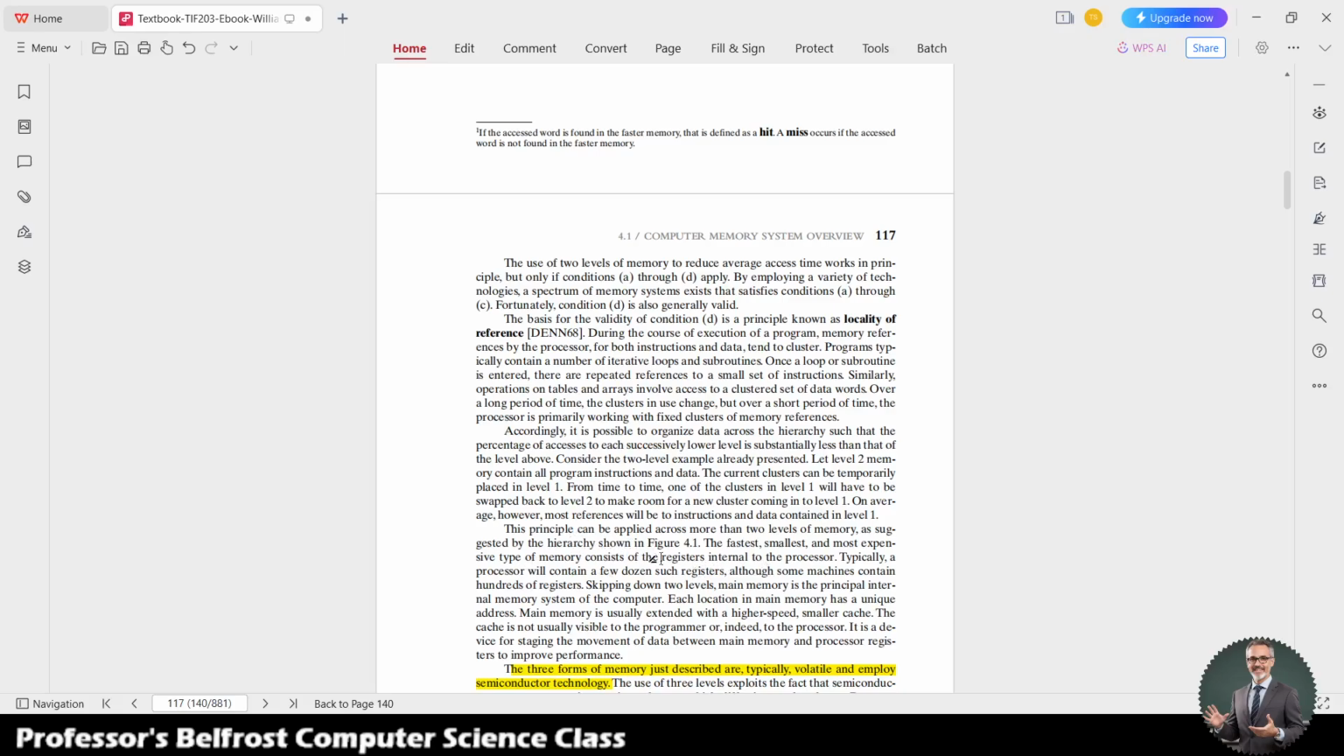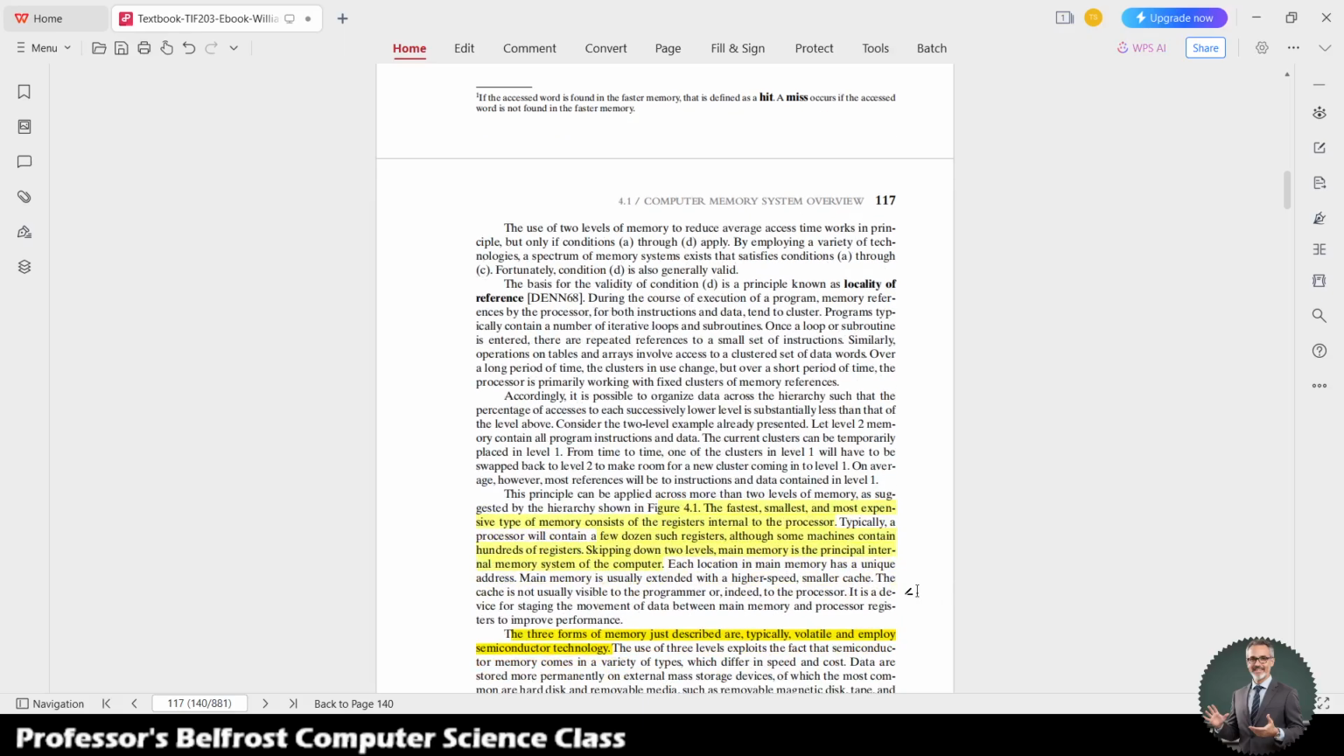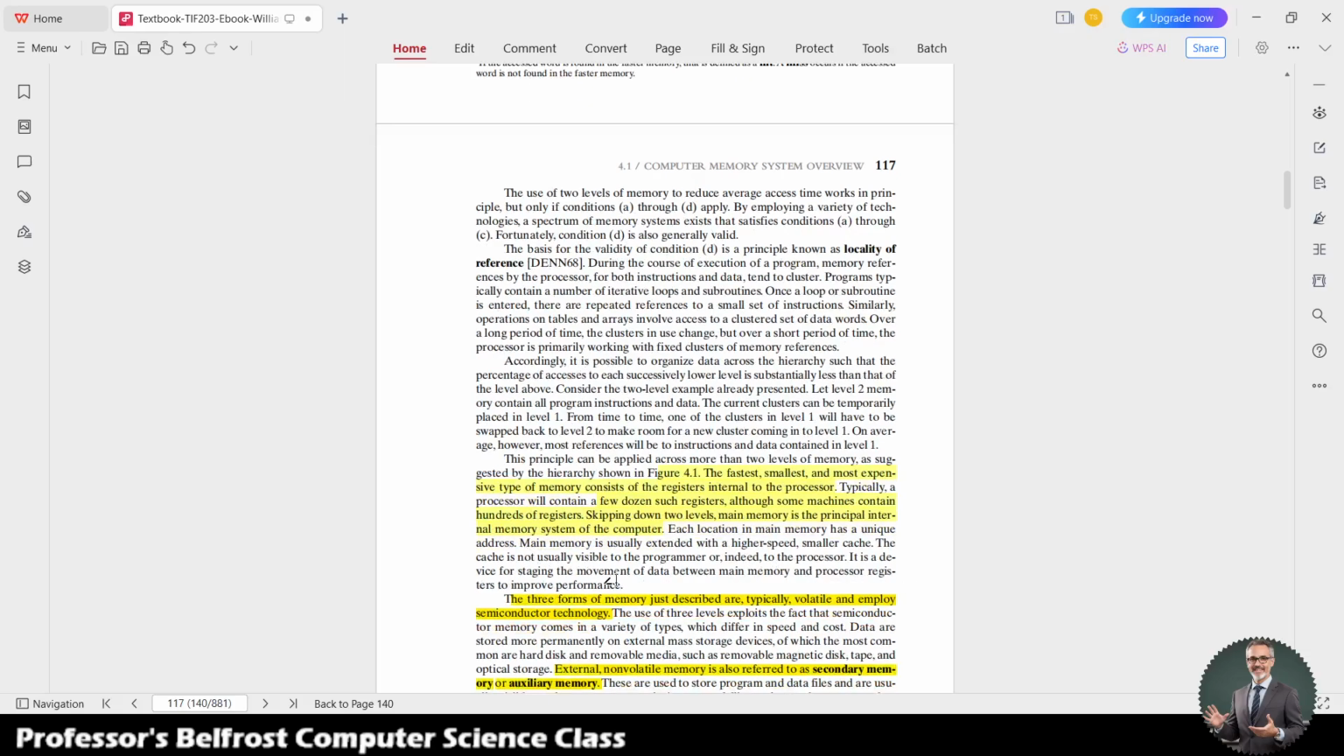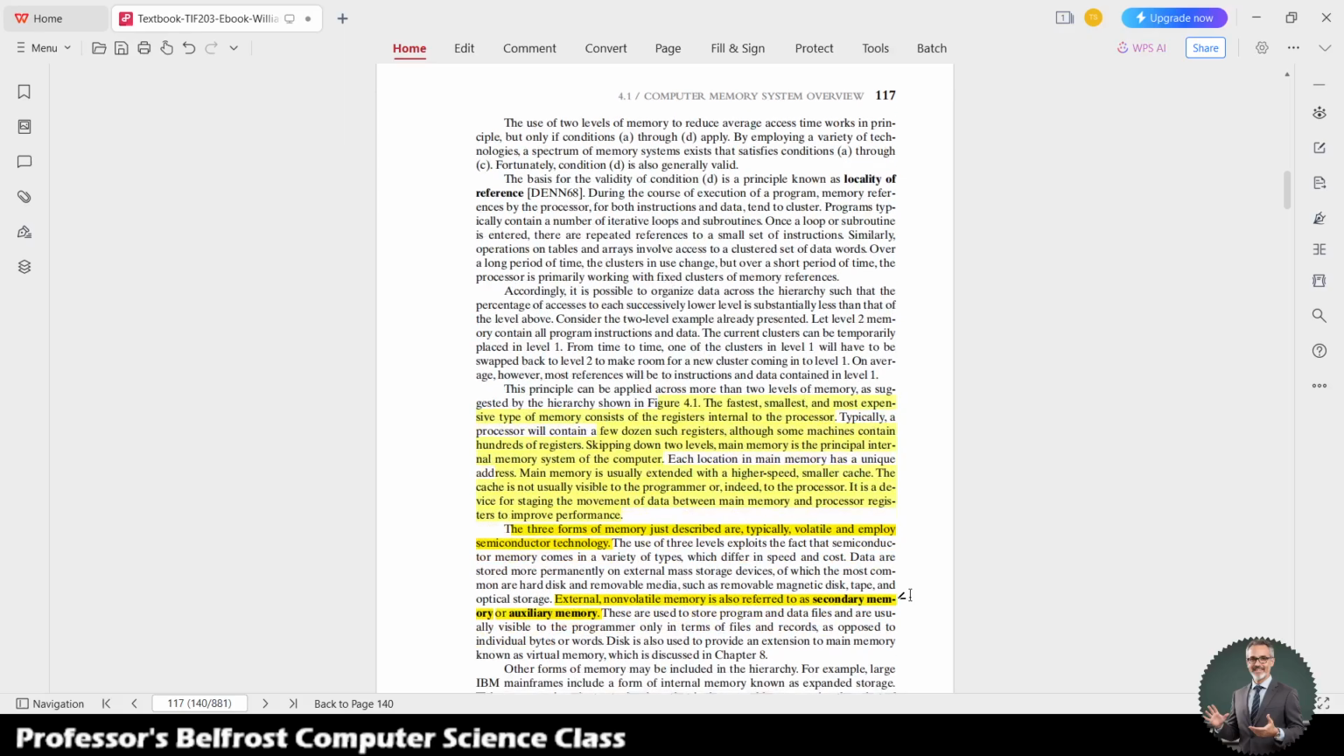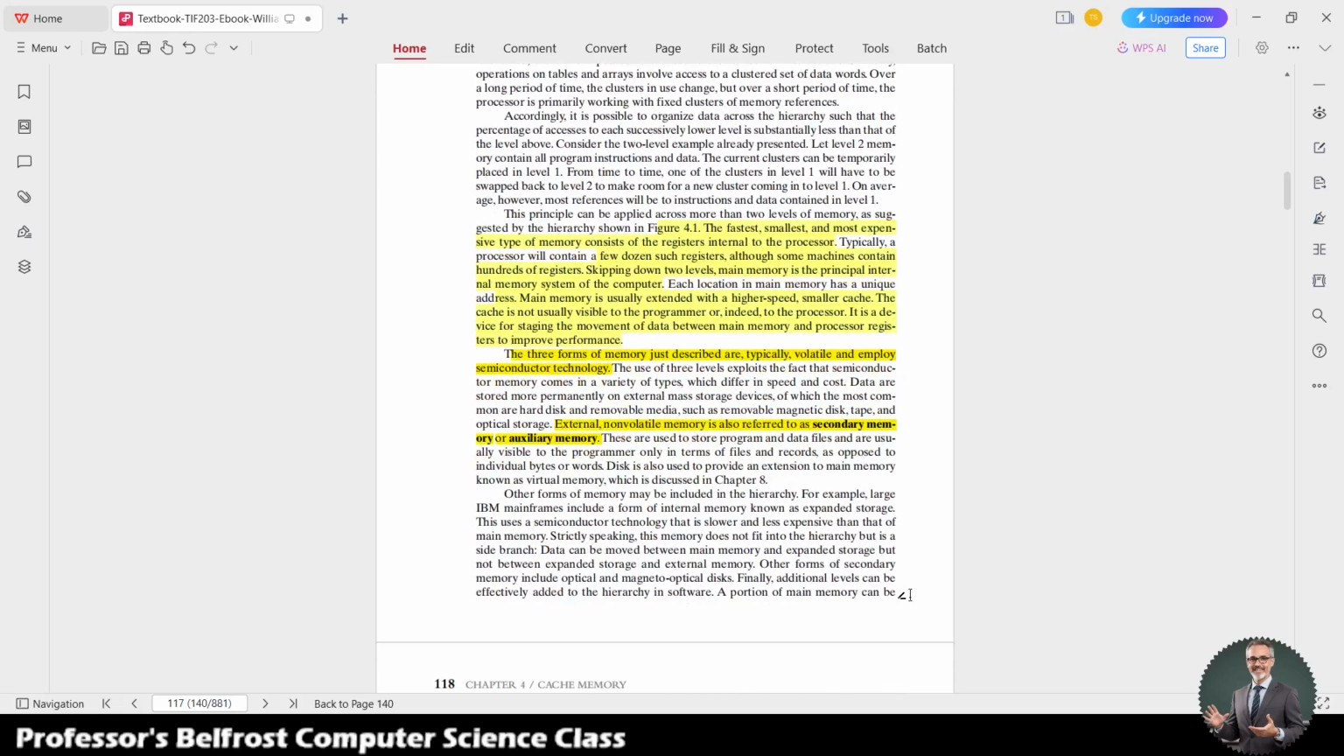Yeah, this one. Okay, register internal to processor, main memory of system computer. This is the one that is described here. Okay, so they are typically volatile and employ semiconductor technology. And the use of three levels exploits the fact that semiconductor memory comes in a variety of types which differ in speed and also cost.